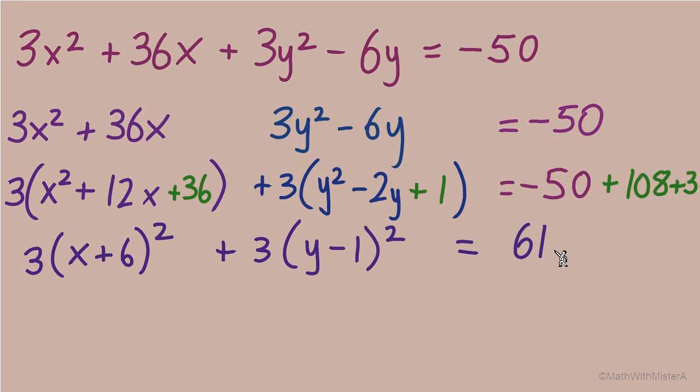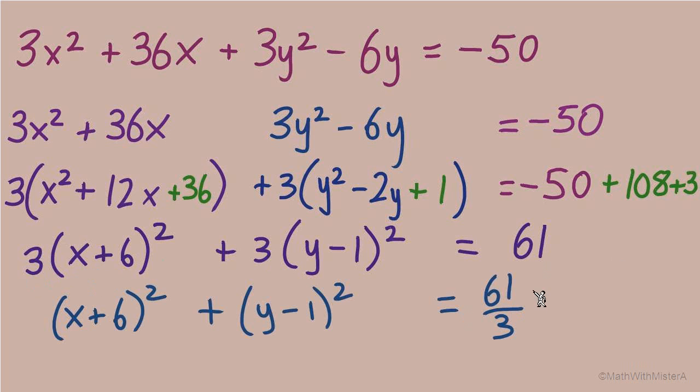Now the next move to get this to be in that nice standard form of an equation of a circle, we want to get rid of these coefficients. They're both going to be the same when we're dealing with a circle, so we're dividing everything by 3. Dividing every term by 3 gets rid of these coefficients. On the right side, 61 is not evenly divisible by 3, so I've got it as a fraction, 61 over 3. And now it is in standard form.